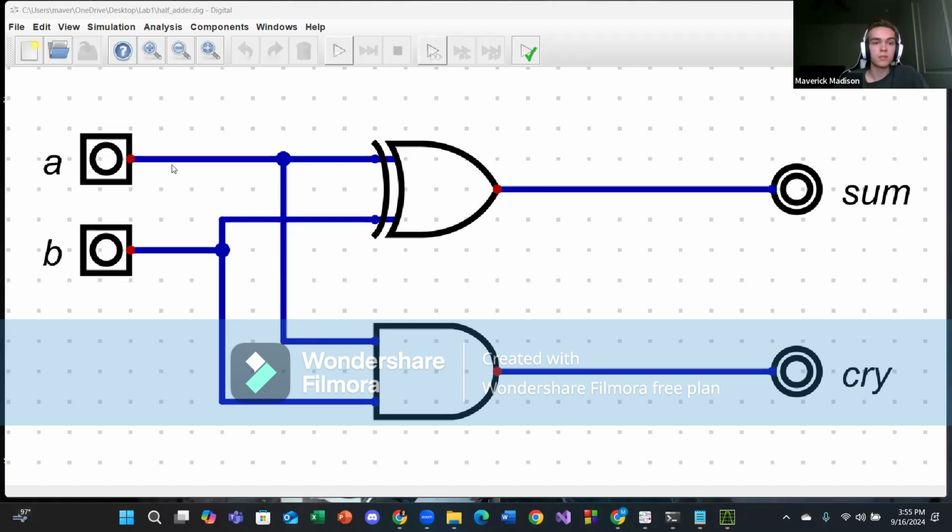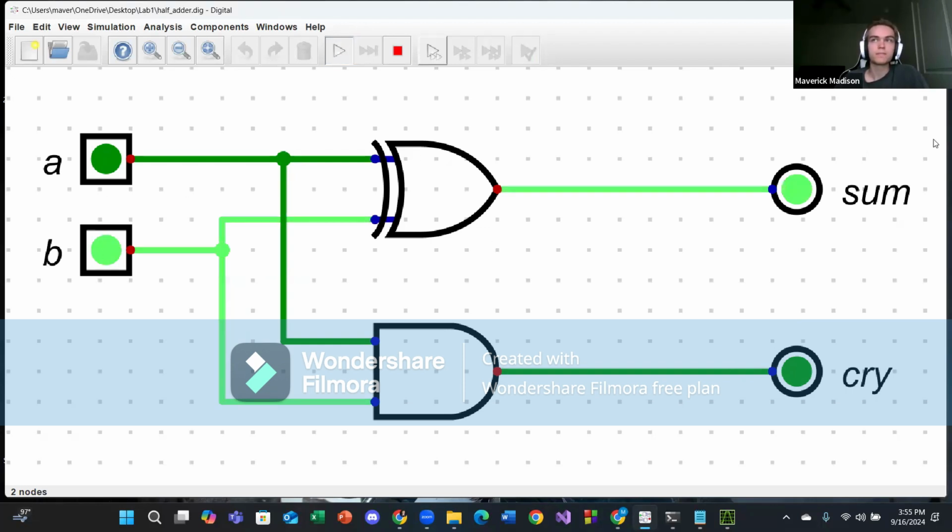To showcase this, let's simulate this circuit. So let's start it. As we can see, both A and B are off, or they're both 0. So our sum will be 0, and our carry will be 0. And if we were to turn one of the inputs on, let's say B, our sum will be 1, and our carry will be 0.